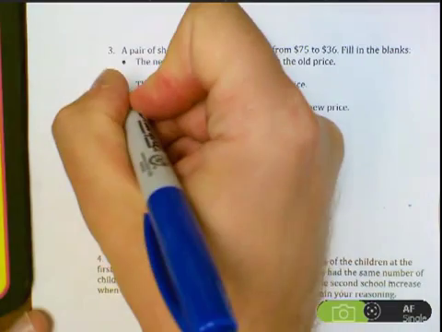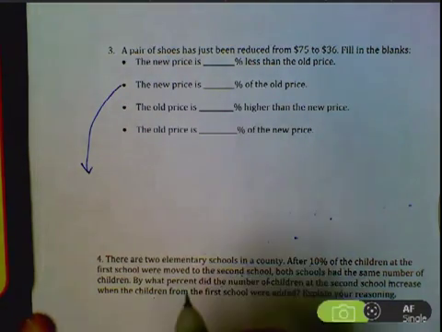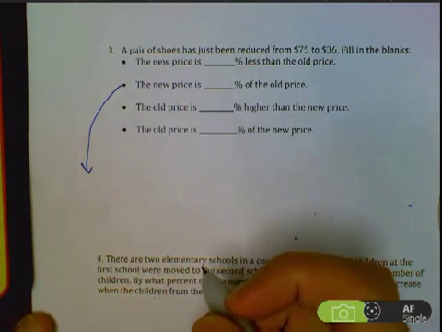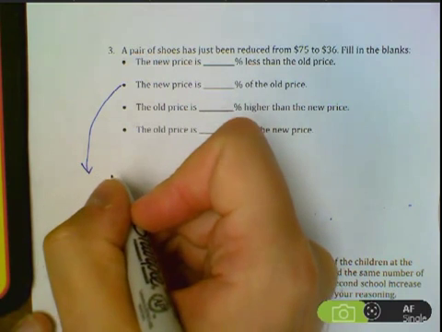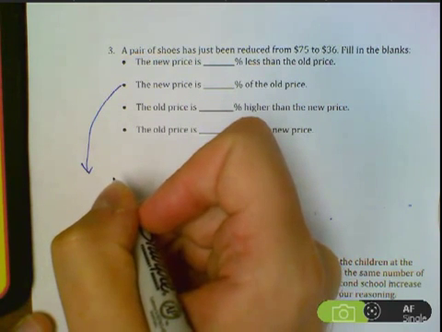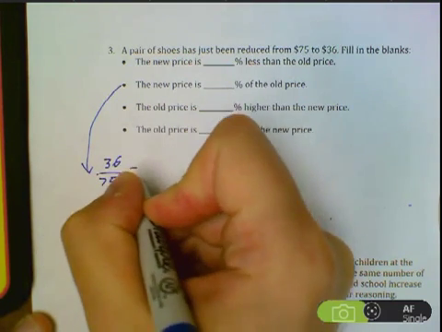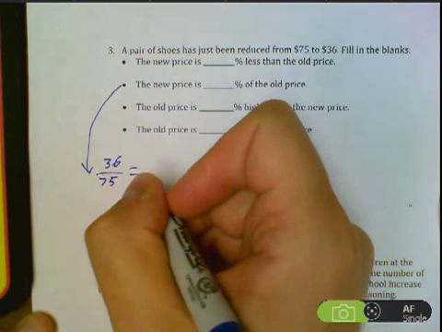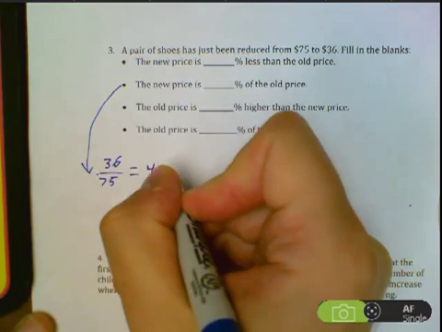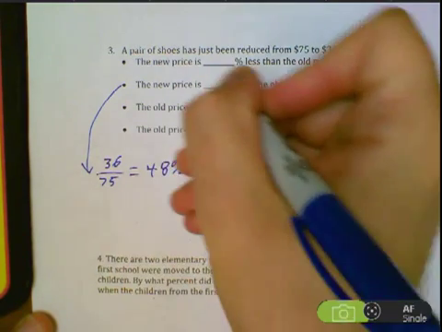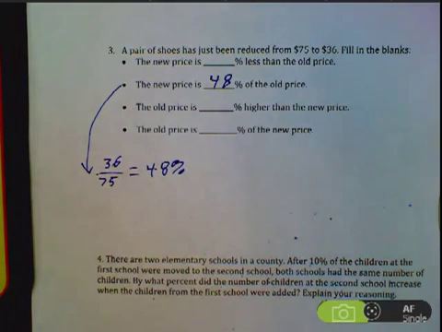Actually, let's go ahead and do this one first. The new price is what percent of the old price? Because that is quite a bit easier. So to figure that out, all you do is put the new over the old to find what percentage it is. So you just go 36 over 75, and that equals 48%. Okay, so that wasn't too bad. It gives you 0.48, 48%.